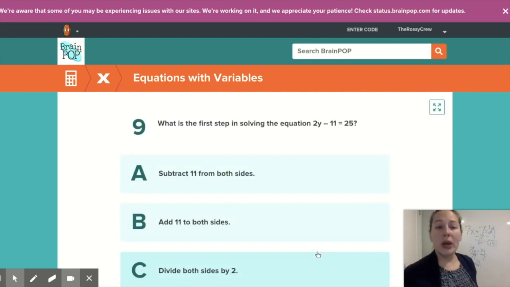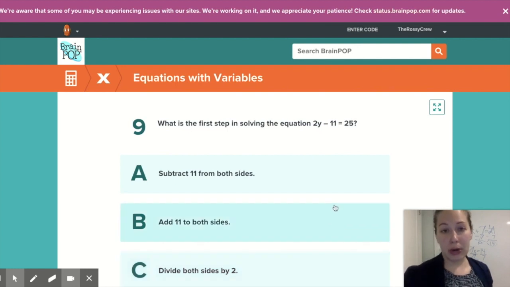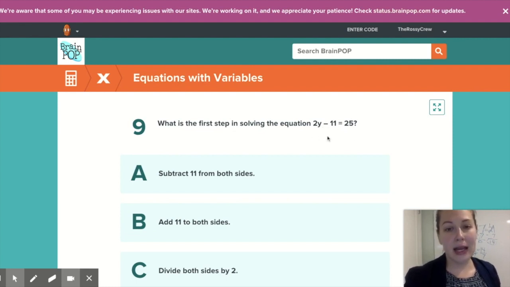Number 9, what is the first step in solving the equation 2y minus 11 equals 25? Well, the first thing we're going to do is, if I see minus 11 on this side, I'm going to add 11 so it cancels out, and I'm going to have to add 11 to the other side of the equal sign as well so we can balance those scales. So add 11 to both sides.